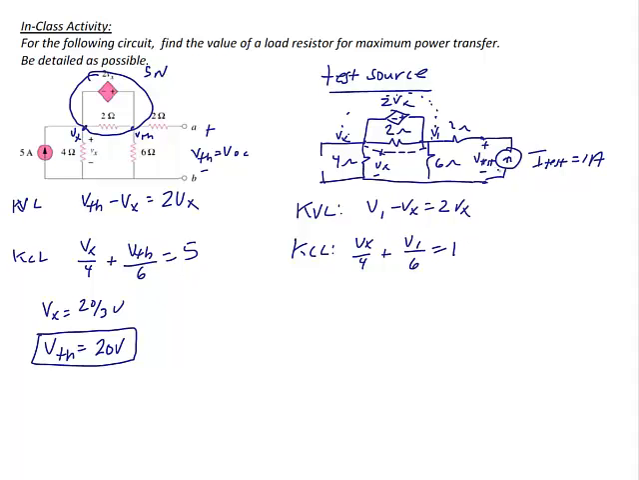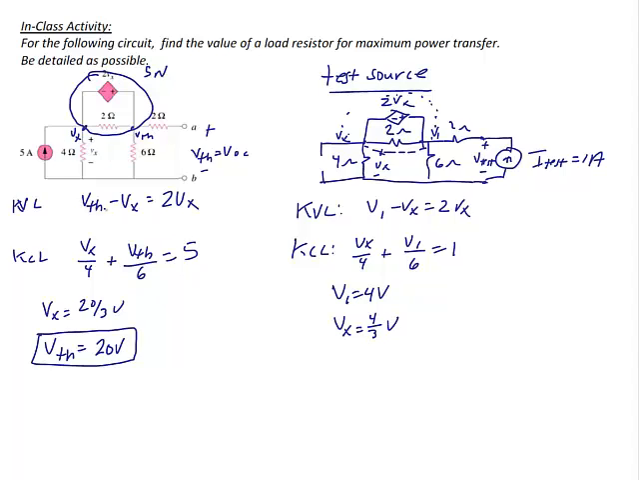Why does it equal 1? Because the 1 amp goes up and to the left through the 2 ohm resistor. So there's 1 amp coming in there. So now we have 2 equations and 2 unknowns once again. So when I solve, I get V1 is equal to 4 volts. Vx is equal to 4 over 3 volts.